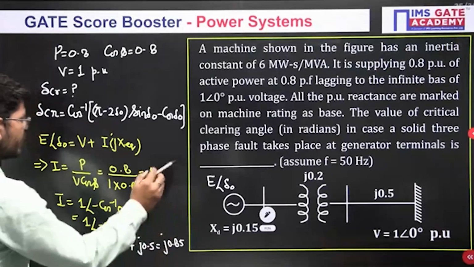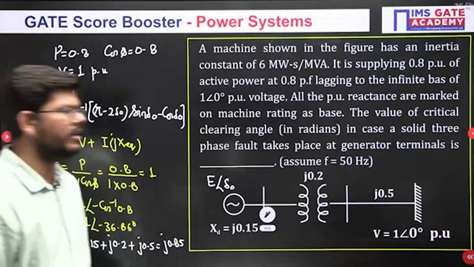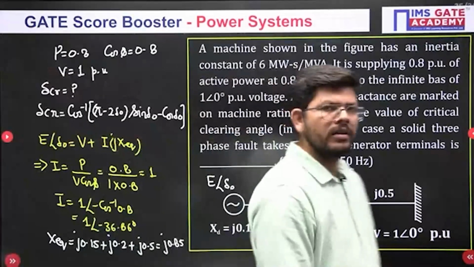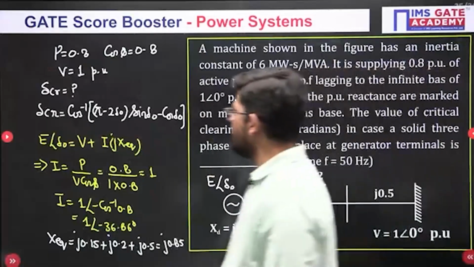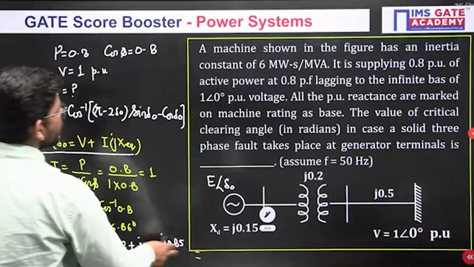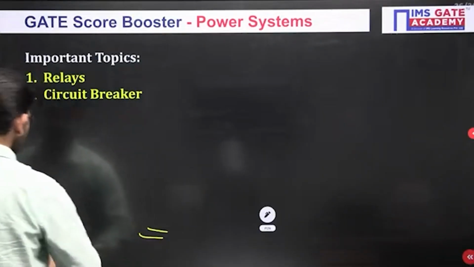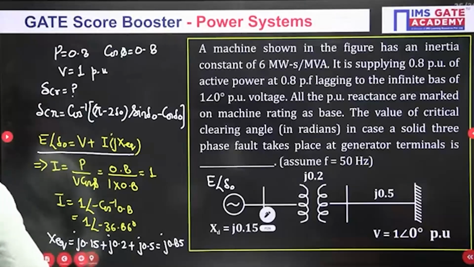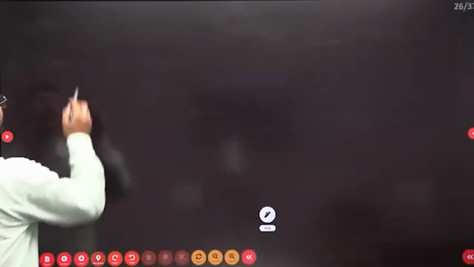So you will get J0.85 per unit as X equivalent. Fine. Okay, so now we have this as well. Now we have to just get the value of E from this equation. How we can get the value of E?